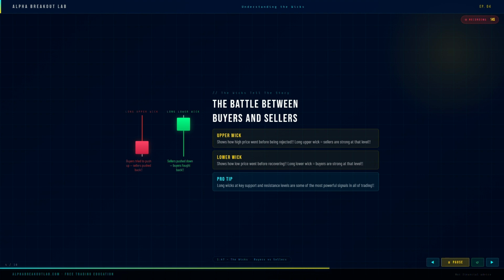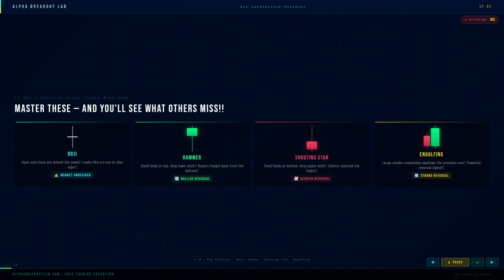Long wicks tell a very important story. A long upper wick means buyers tried to push the price higher, but sellers pushed it back down. A long lower wick means sellers tried to push it lower, but buyers stepped in and pushed it back up. The wicks show the battle between buyers and sellers. And understanding that battle is how you predict what happens next. Now let me show you the most important candlestick patterns every trader needs to know.